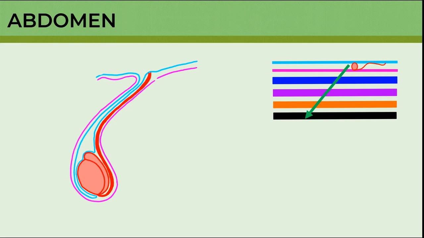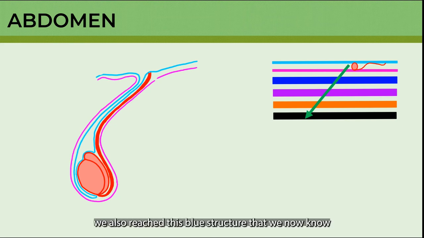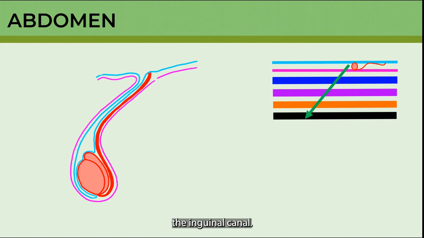Now, we also reach this blue structure that we now know to be called the transversus abdominis. What we know about the transversus abdominis is that the majority of the fibres go to form the roof of the inguinal canal. So the testes doesn't travel through it, instead travels beneath it. And that results in our model looking like this.